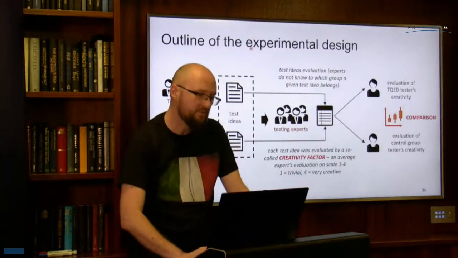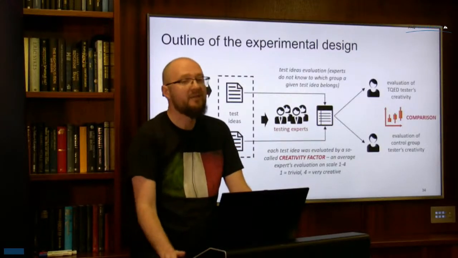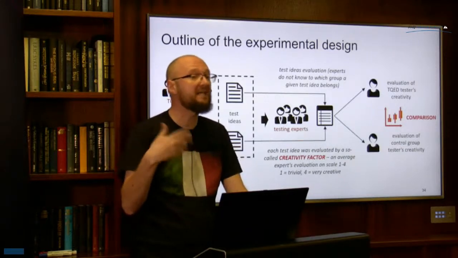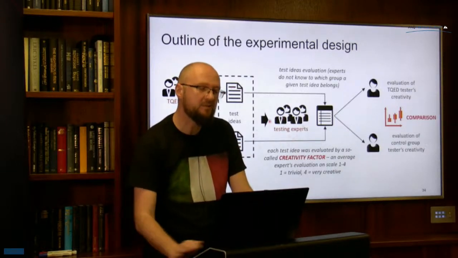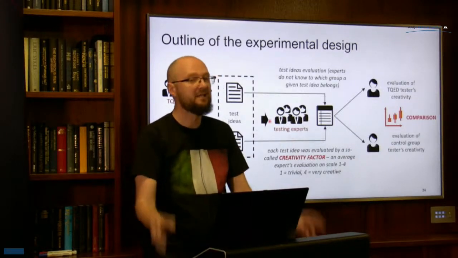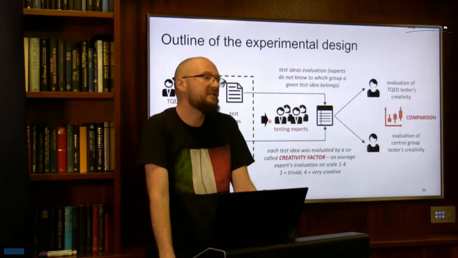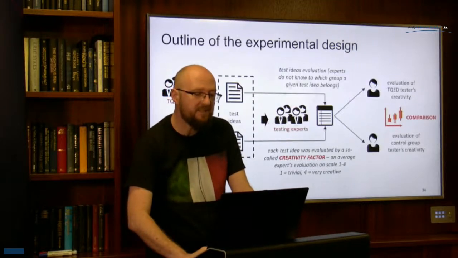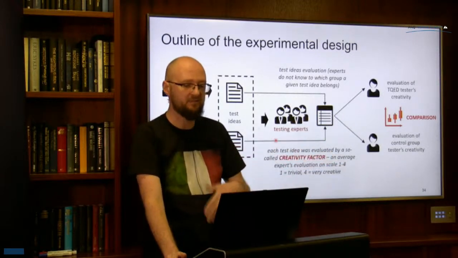So we had 2 groups of people. One was using this TQED approach. The other one was a control group which didn't use it. All of them had to test 2 applications, provide some test ideas for the 2 applications, and then there were independent testing experts who evaluated these ideas in terms of creativity. We used humans here. We couldn't really calculate this creativeness because it's a human factor, so we used experts to evaluate it. And the experts didn't know which test idea comes from the TQED model and which does not.